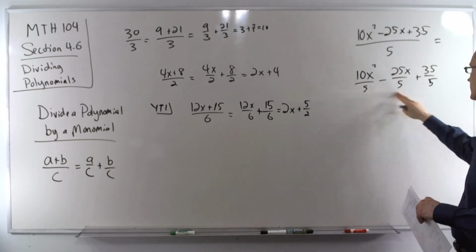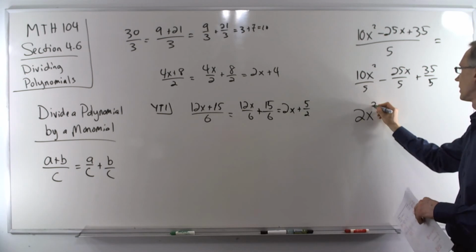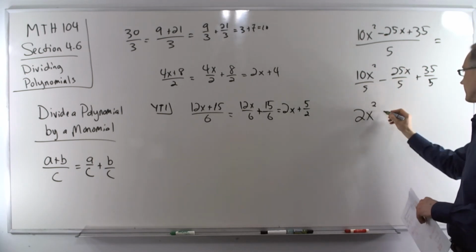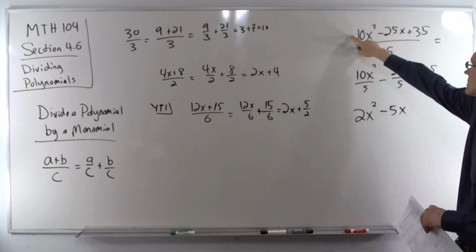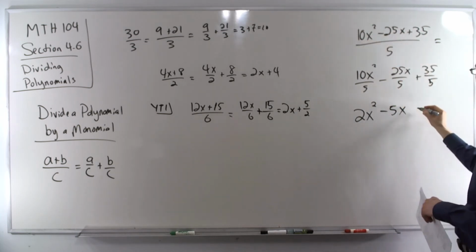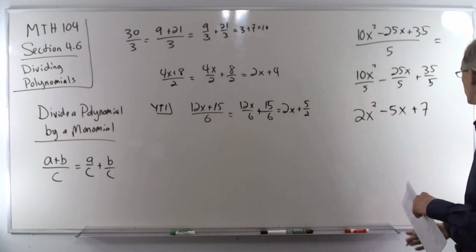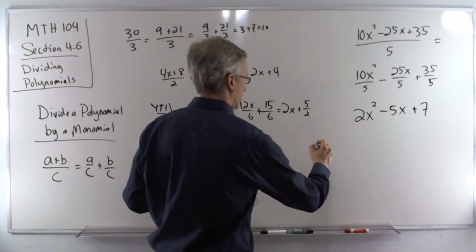All right, now we can simplify each of these individually. 10 over 5 is 2, so we got 2x squared. 25 over 5 is 5, so minus 5x. Notice I'm keeping the same signs here: positive, negative, and this one will be positive, plus 7. 2x squared minus 5x plus 7. Your turn number 2.